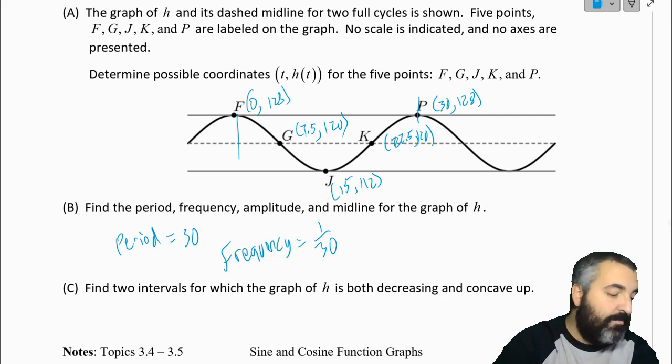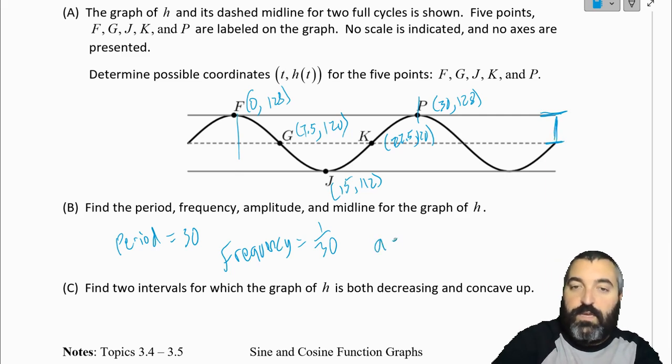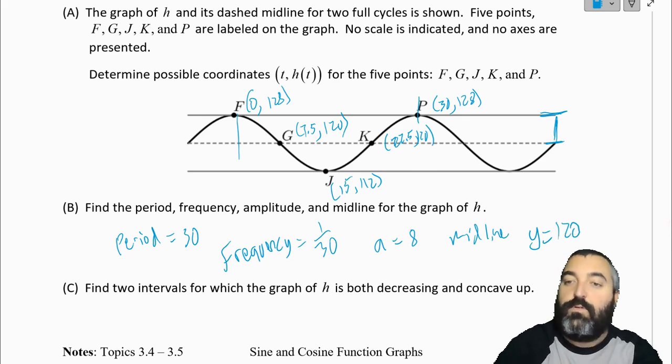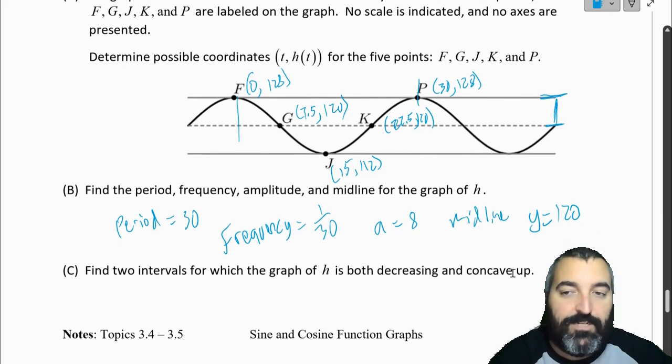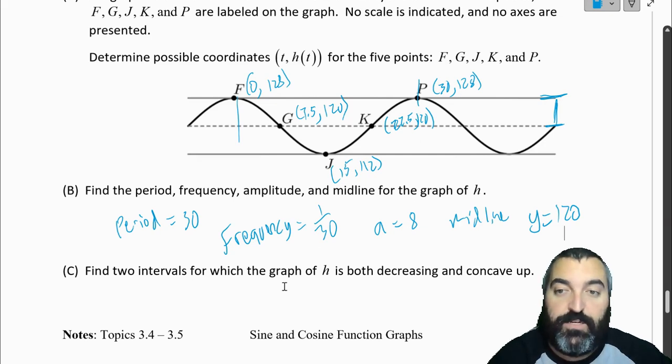The amplitude is the distance from the midline to a maximum or minimum, which in this case is 8. And then the midline is at the middle of the graph, which is always the horizontal line, and it's y equals 120. And they told us that was the middle of the clock anyway. So technically I didn't need to graph it to know all this. They kind of told us all this information anyways.